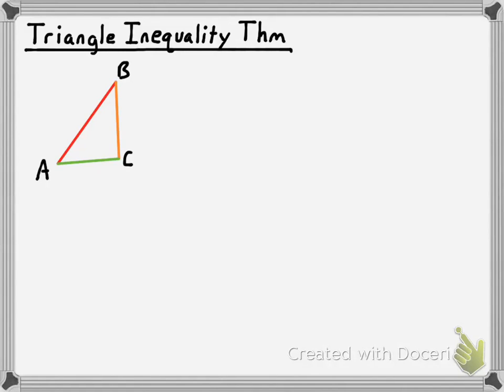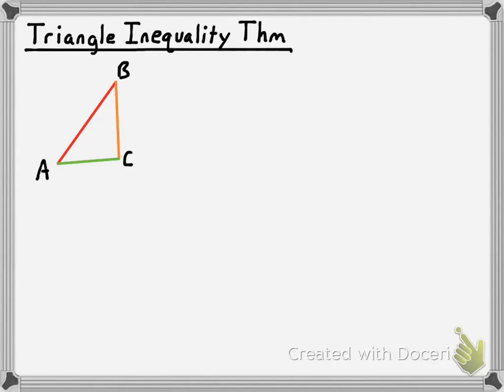I'll tell you in words what the actual theorem says, and then I'll use some symbols to show that with this particular picture. The triangle inequality theorem says that the sum of any 2 sides of a triangle is greater than the length of the third side. Now, the way we're going to think of it, generally speaking, is that if you add up the 2 smaller sides, the 2 shorter sides, the sum of their lengths is greater than the third side. But the triangle inequality theorem literally says add any 2 sides together, that sum will be greater than the length of the third side.